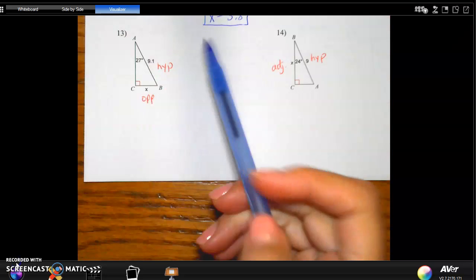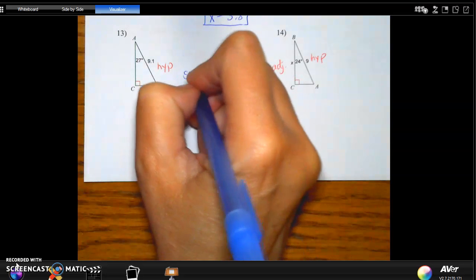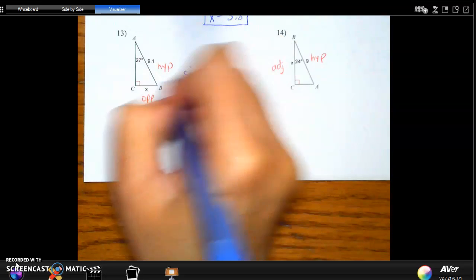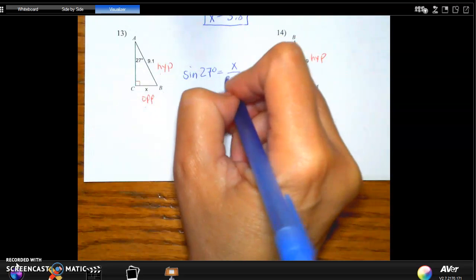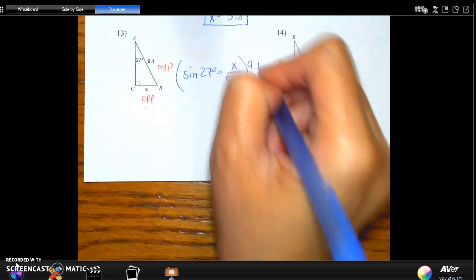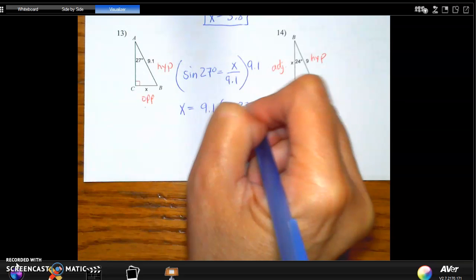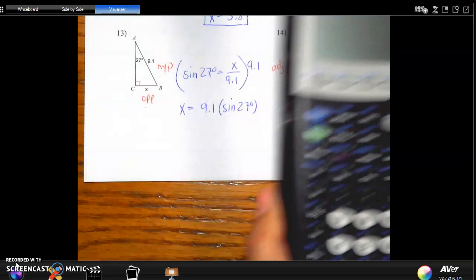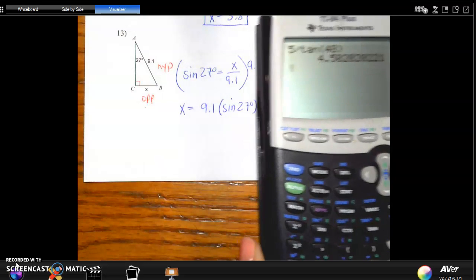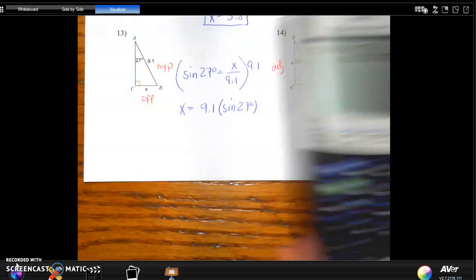Last 2 problems here. We have an angle, opposite and hypotenuse, so we're going to use the sine function again. So the sine of 27 degrees equals opposite, which is x, over hypotenuse, which is 9.1. This is easier than the one we did up above. We're just going to multiply both sides by 9.1. And so we're going to get 9.1 times the sine of 27 degrees on our calculator. So we get 4.1 when we round to the nearest tenth.